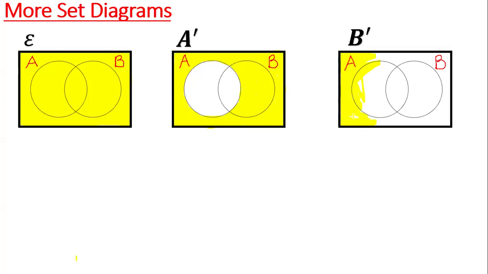So for B complement, what are we going to shade? Everything in the universal set except for B. Except for B. Very good. So pretty straightforward.